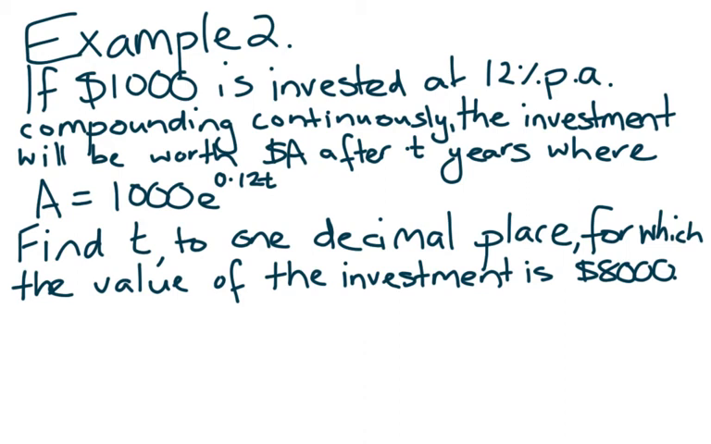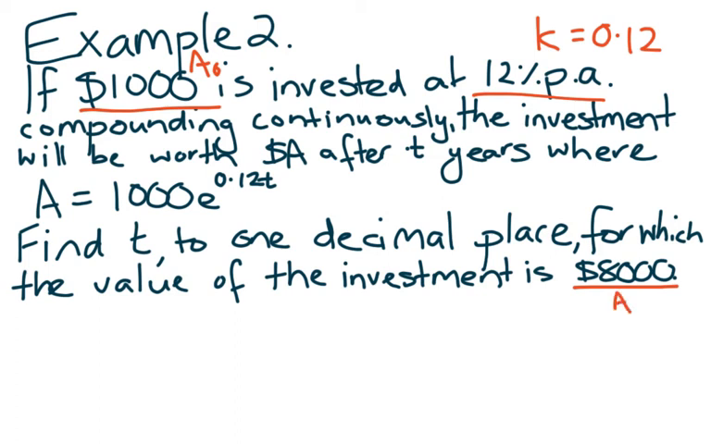I'm just going to underline a couple of things here. The $1,000 we know is A0, which is given to us in the formula. The 12% is the k, and it's obviously as a decimal, which is also in the formula. And then we're asked to find when the value of the investment is $8,000. So that gives us our A value.